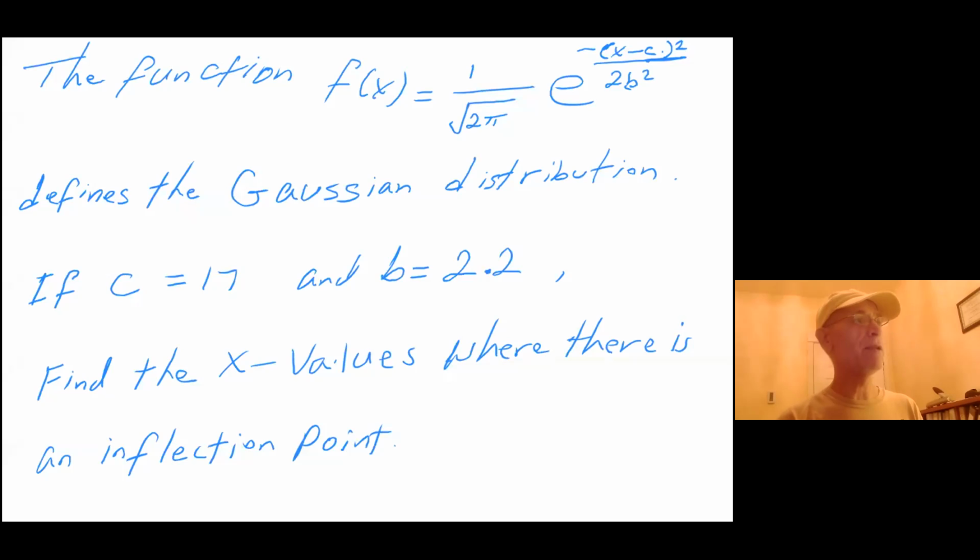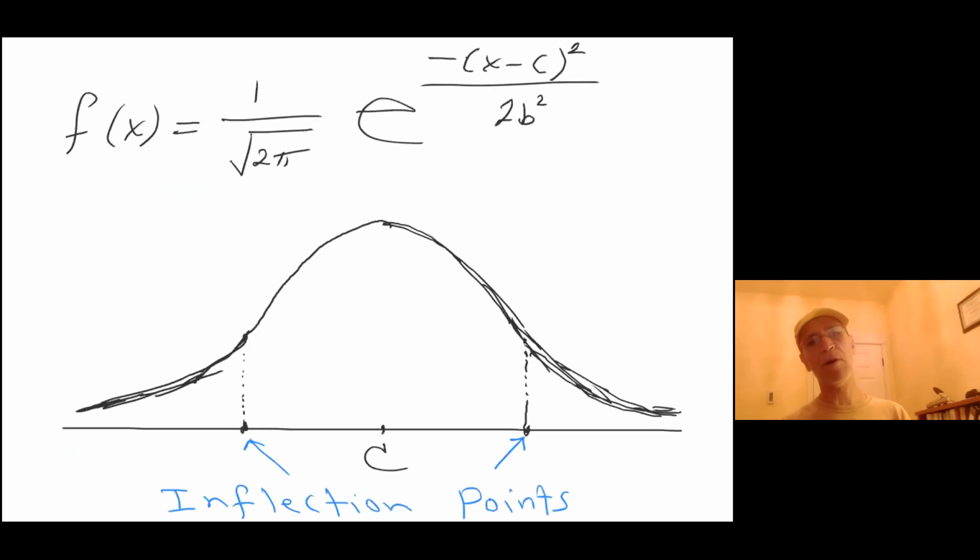Math 151. The function f of x equals 1 over the square root of 2 pi times e to the power of minus (x minus c) squared all over 2b squared. Let me fix that, this is a b right here. It defines the Gaussian distribution. If c equals 17 and b equals 2.2, find x values where there is an inflection point. And there is a nice graph also coming with this question in WAMAP.